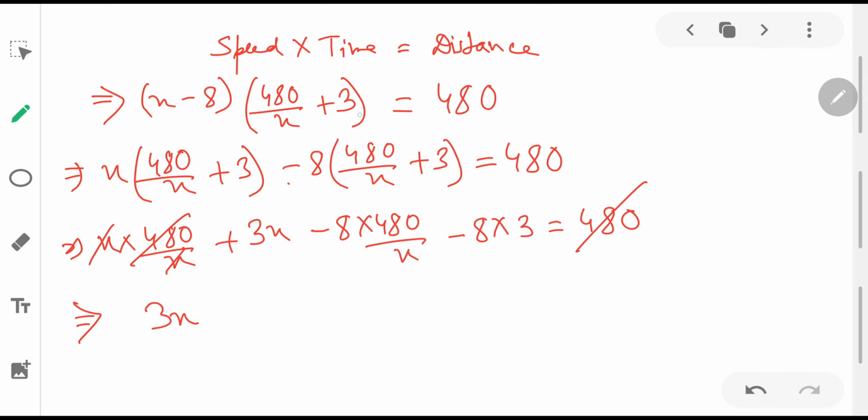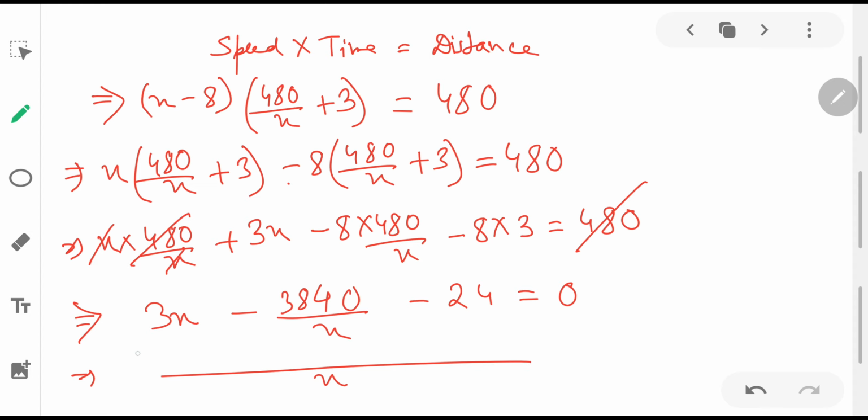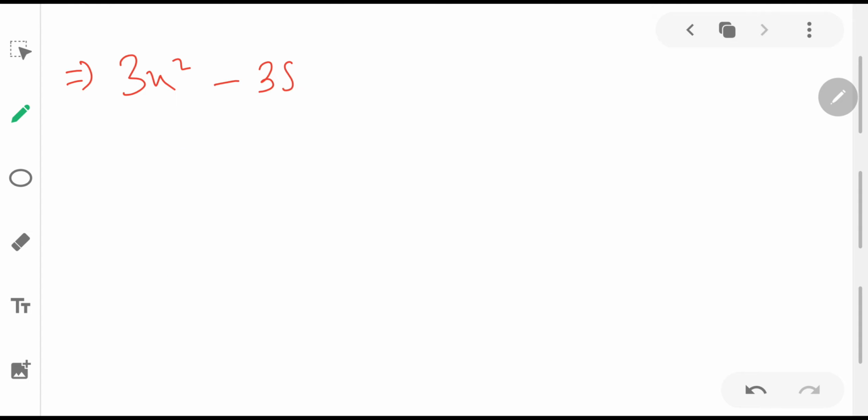So, have I done correctly? 3x minus 3840 by x minus 24 equals 0. Let us take the LCM. The LCM would be x. So, 3x into x is 3x square, minus 3840 into 1 is 3840, minus 24 into x is 24x.